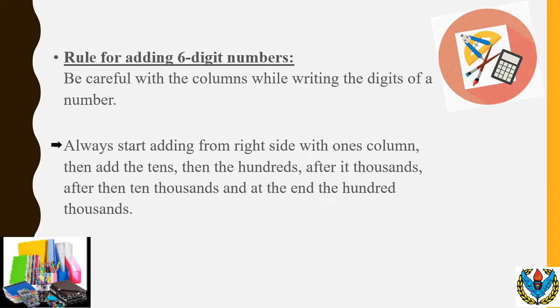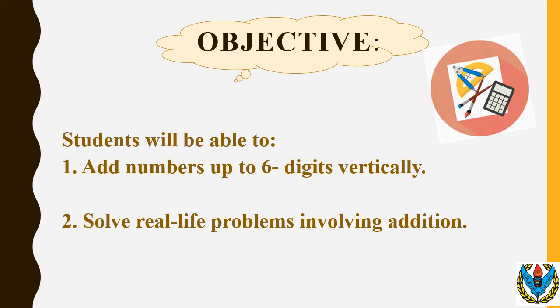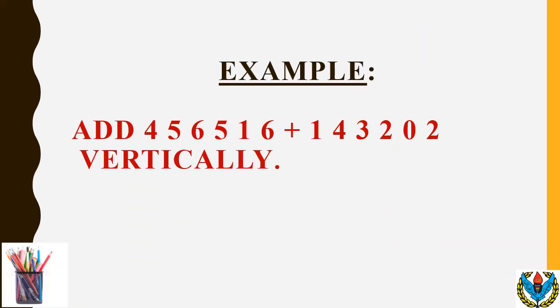In addition, we have to always start from the right side with ones column, then add the tens, then hundreds, after it thousands, and then 10,000s. And at the end we have to add the 100,000s column. In this lecture, you will be able to add numbers up to 6 digits vertically and to solve the real life problems involving addition. Here is an example.